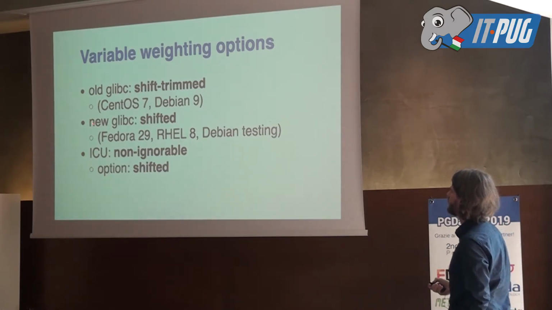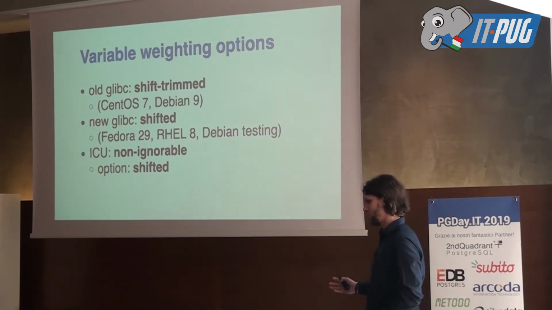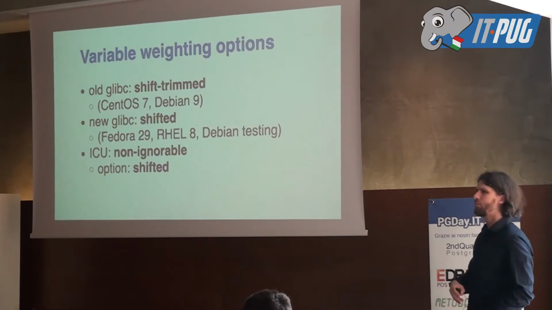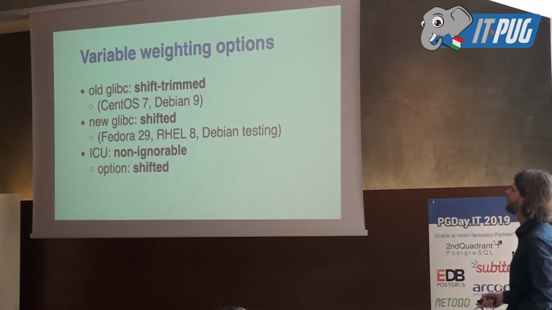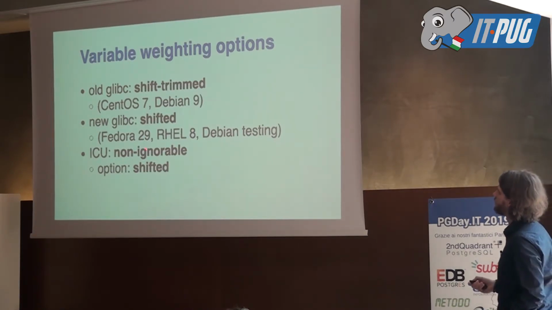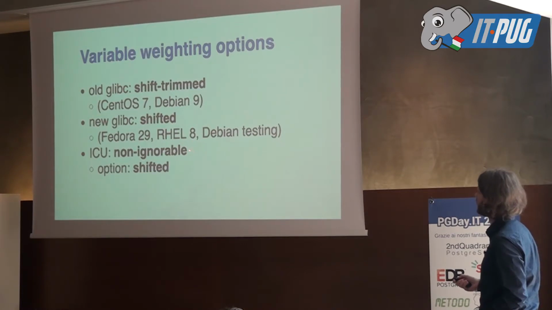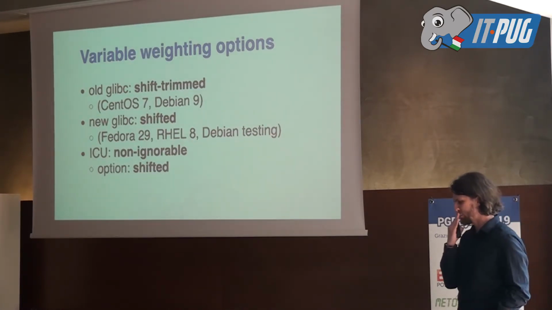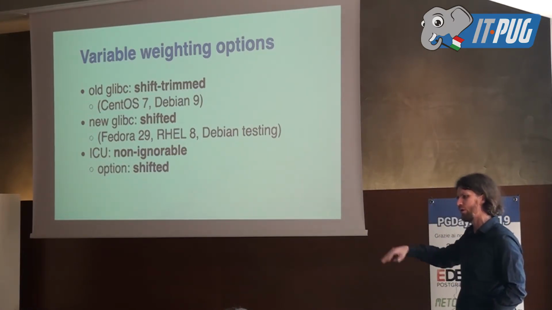In the new glibc, starting in version 2.28, which was released last year, 2018. So this is coming up in the next wave of operating systems that are including that. So Fedora 29, Red Hat 8, which was released last week. And then the next Debian is also going to include that. So there's going to be a change as people update to these new versions of their operating systems.